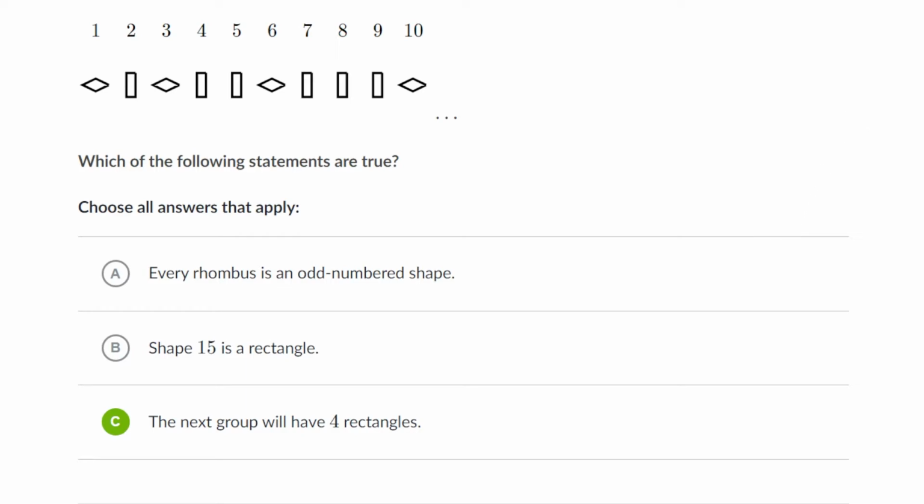Psychanthrope says, I'm one of the adults who don't remember what a rhombus is. I would have called those diamonds. Yes, and most students want to call them diamonds as well.